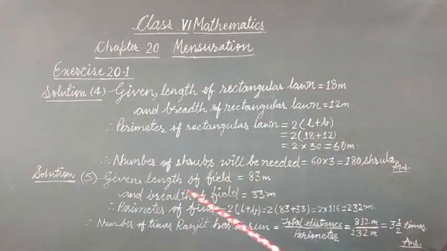It is given length of field is 83 meter and breadth of field is 33 meter. Therefore, perimeter of field we can calculate by the formula 2 into L plus B, which is 2 into 83 plus 33, it will come 232 meter. It is the perimeter of the field. And this distance Ranjit will cover in one time. When we make one complete round, then this distance, that is 232 meter, he will cover.